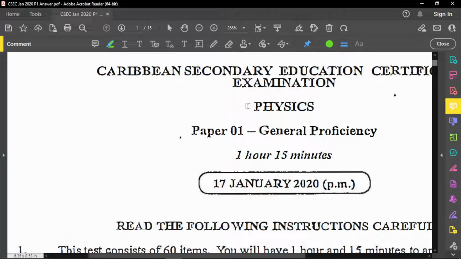Today we're doing a CSEC physics past paper. This is a paper 1 and this paper was from January 2020.